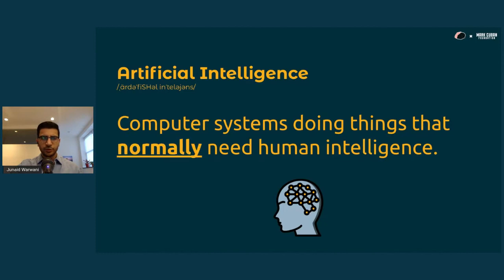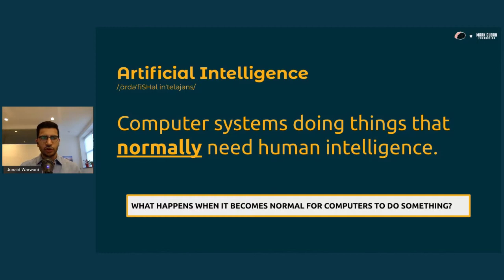But there's this really weird word in here that makes the definition a little bit vague: normally. Why normally? What happens when it becomes normal for computers to do something? I'll give you a really good example of this. The first time a computer system played chess and beat the world's leading expert at that time was when Deep Blue played against Garry Kasparov. We looked at that and we thought, wow, that was really smart.